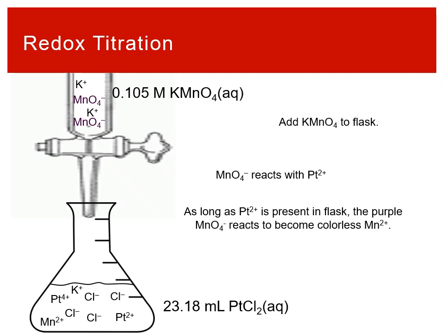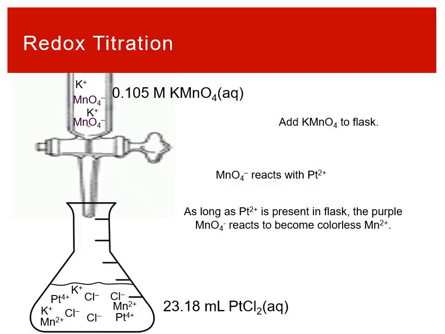So when you have the MnO4 in the burette, it is purple. Those letters are supposed to be purple. It is very dark purple, so I may have gone a little too hard. But they are purple in there. And when you add the MnO4 into the flask, it is purple, but it reacts with the platinum that's present and becomes the colorless Mn2+.